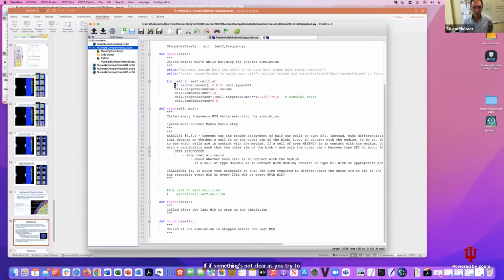I will show you that the one you should comment out is this: if random less than 0.5, cell type equals epi. We want to get rid of that. So if we do, then currently nothing is of type epi. The only things that are going to become type epi are cells we allow to differentiate into that cell type as it runs.